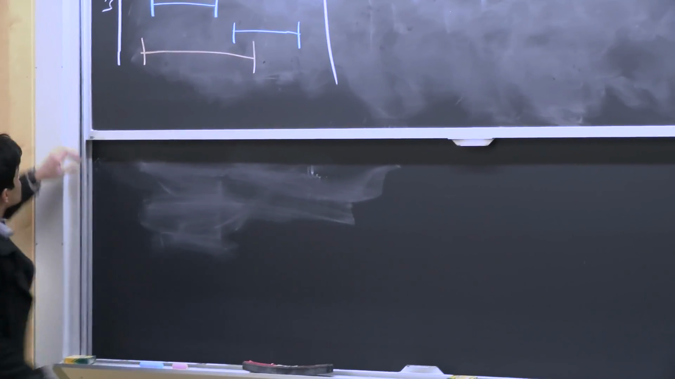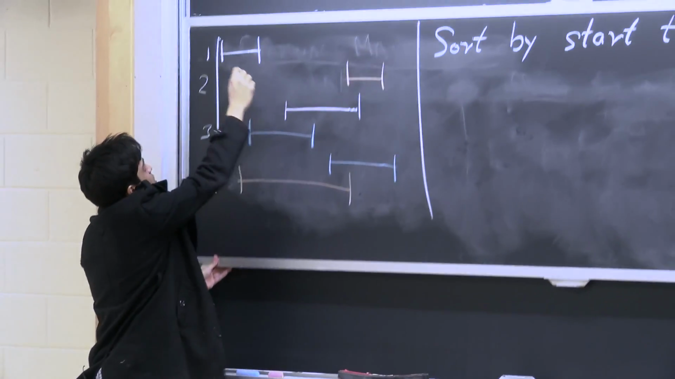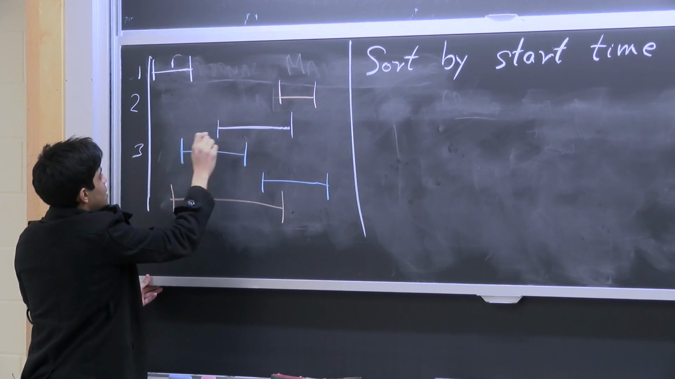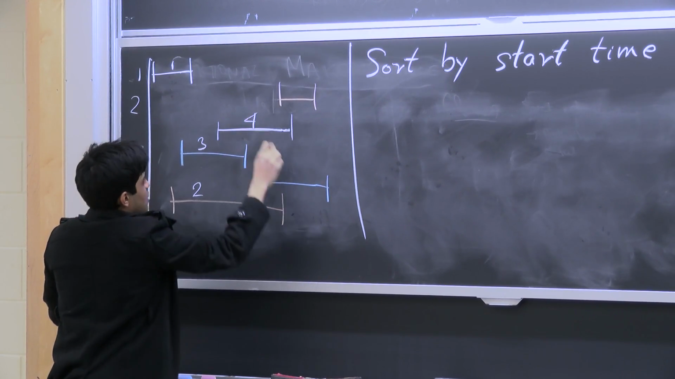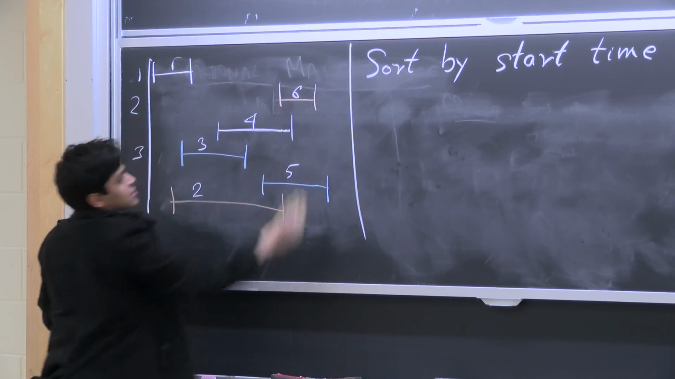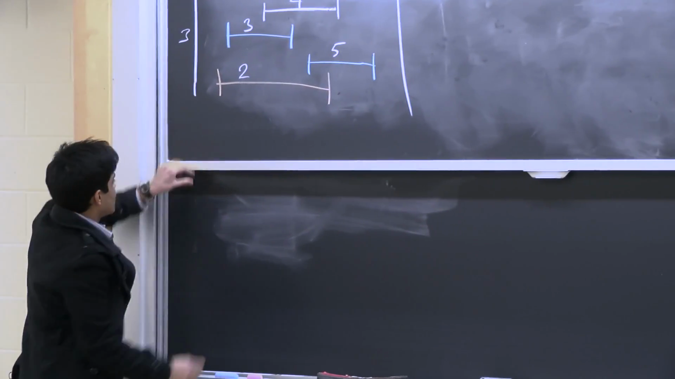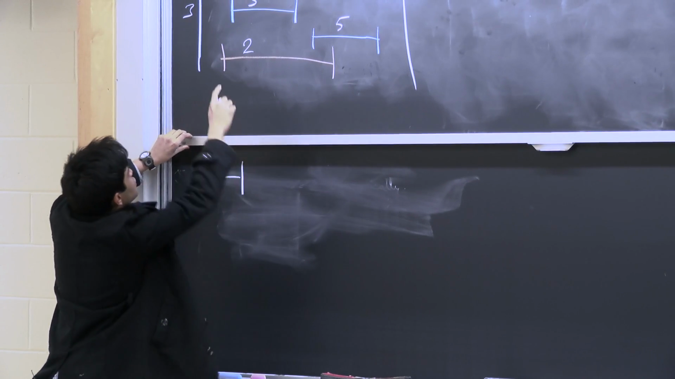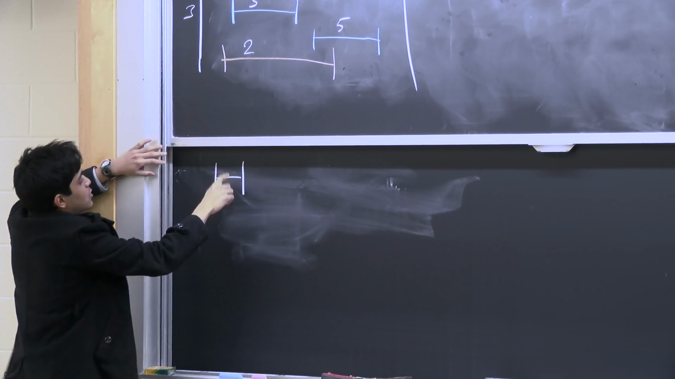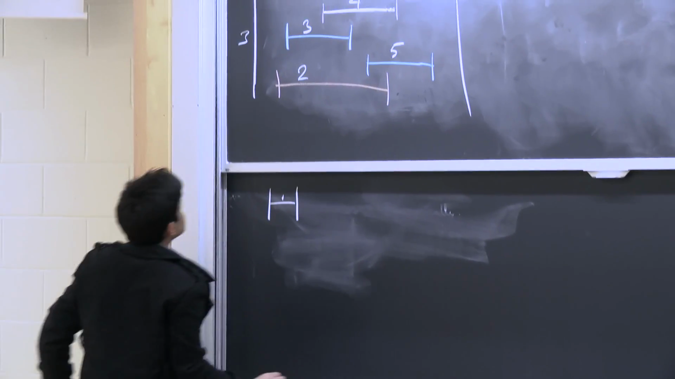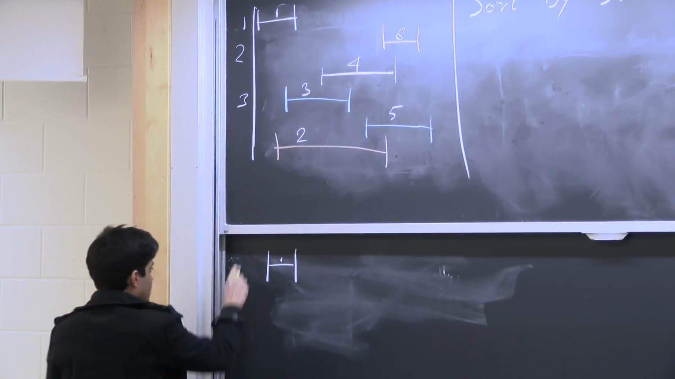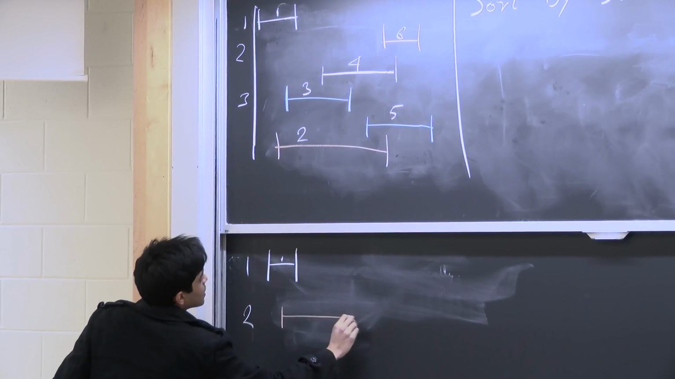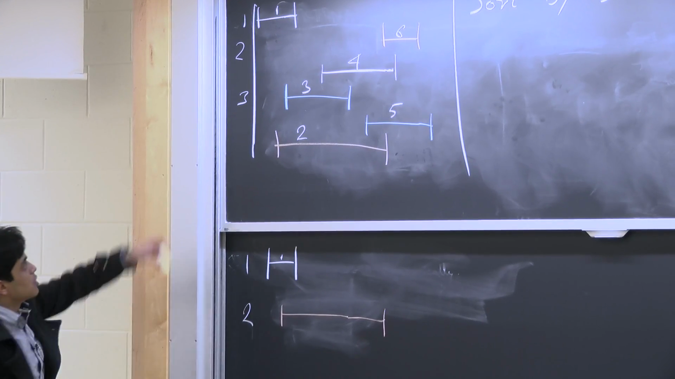In this case, once you sort, first you have 1, then 2, 3, 4, 5, 6. So that's sorted by start time. First you go for this one, then you go for 2. And 2 intersects with 1, so you can't put 2 into it. So this is clone number 1, and then you have to create a new clone for 2. So you create the new clone. And there we go.